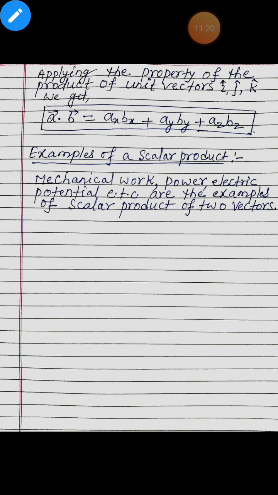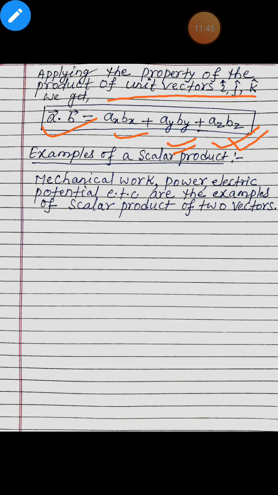Now applying the property of the product of unit vectors i, j, k, we get A vector dot B vector equals ax bx plus ay by plus az bz. A vector dot B vector equals ax bx plus ay by plus az bz.